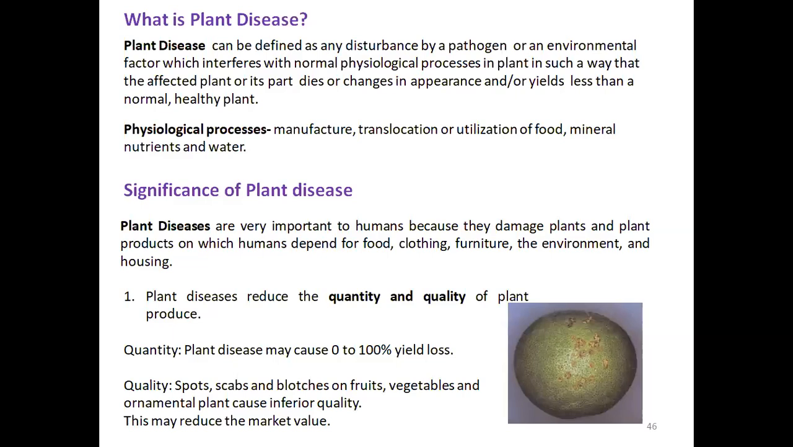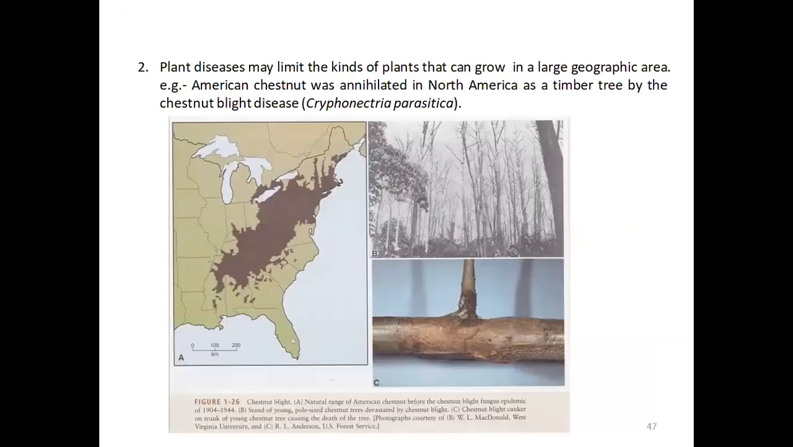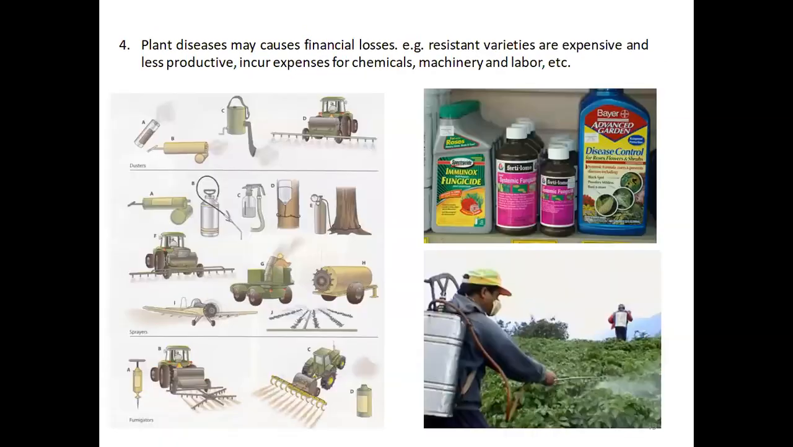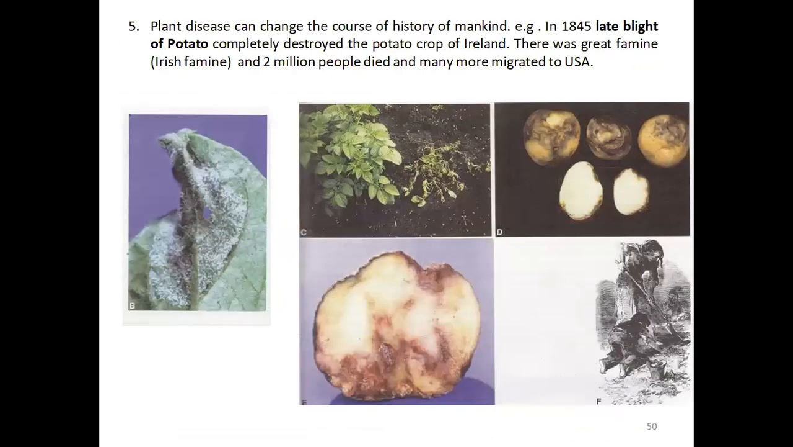Then again, you can quote the significance of the disease, like quoting the different forms of symptoms, and how diseases reduce the quantity and quality of plant produce. Here is the picture of citrus canker. Diseases may limit the kind of plants that can grow in a large geographical area, and here you can see how ergot affected cattle and caused paralysis. You can see the picture, and ergot contains a number of alkaloids. There are also financial losses in terms of purchase of pesticides, chemicals, labor, and all these things. So this is all about this.